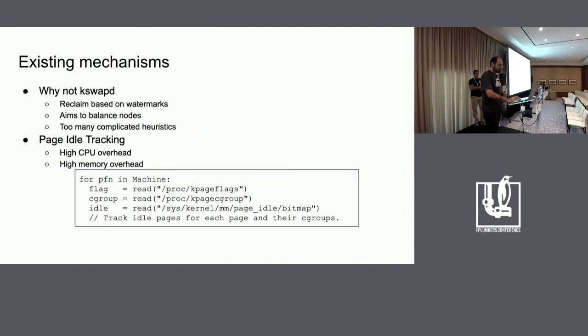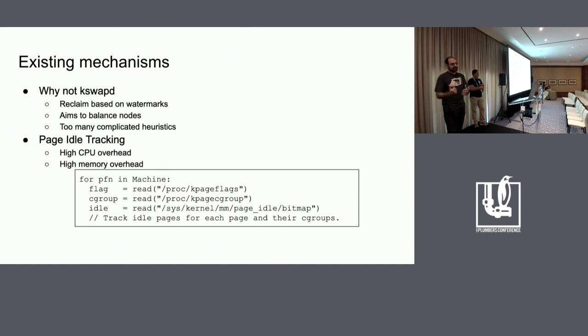All right. Before going into what we did, the question is, what does the current Linux kernel provide? Why not use whatever is already there? The Linux kernel has kswapd, a background reclaimer, which we did not use. The reason is that the whole memory reclaim in the Linux kernel is full of tons of complicated heuristics.